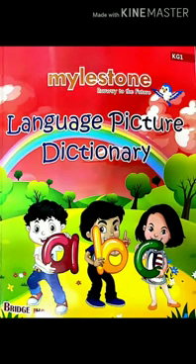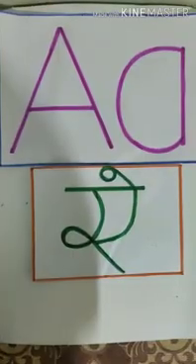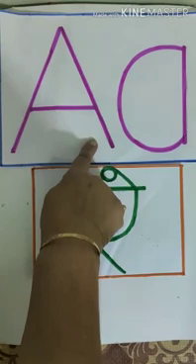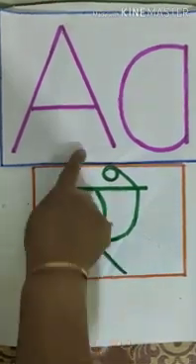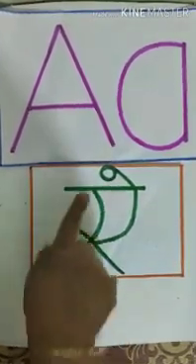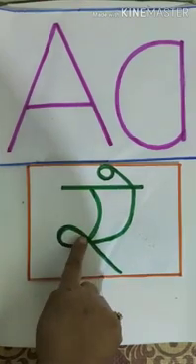To learn the alphabet, first we do the reading. This is your language picture dictionary. Open page number 2 of this book. See here, this is capital A and this is small a. The sound of A is A. A says A.